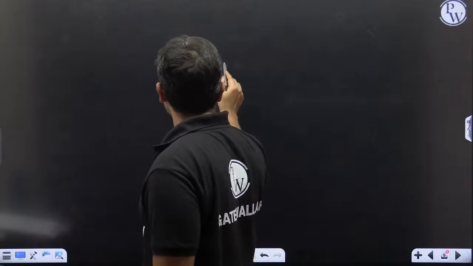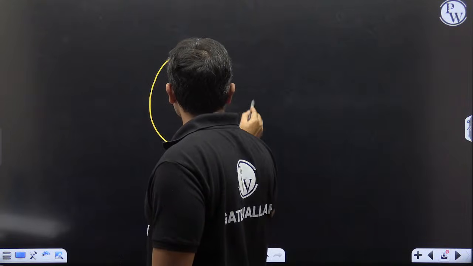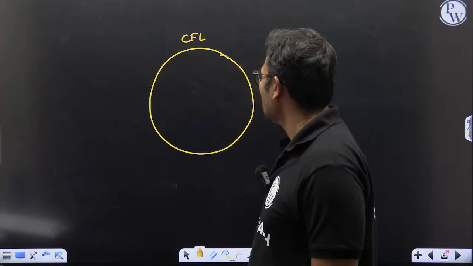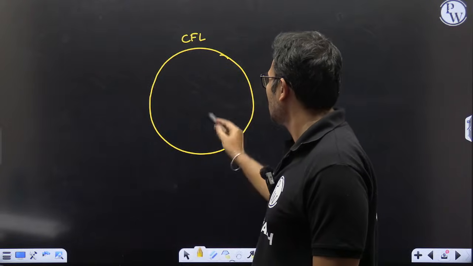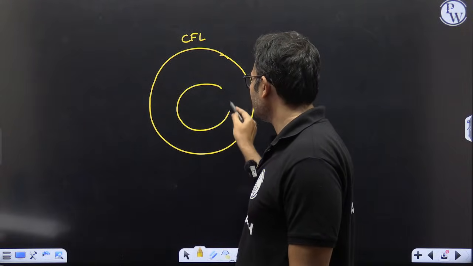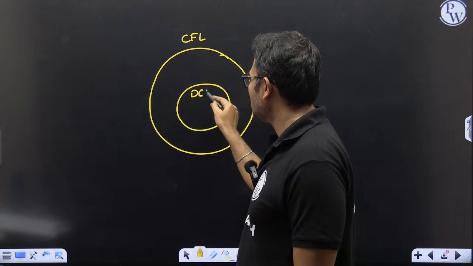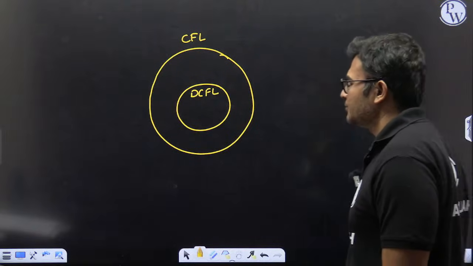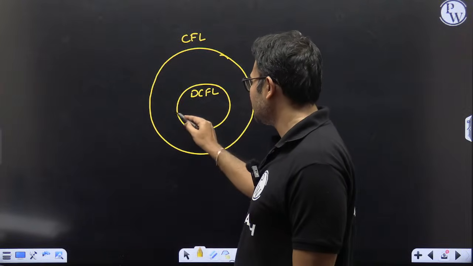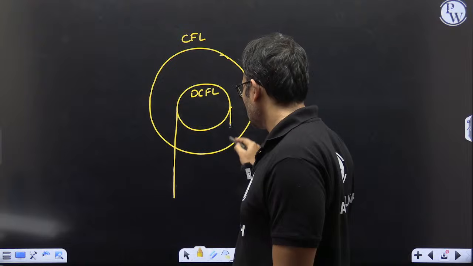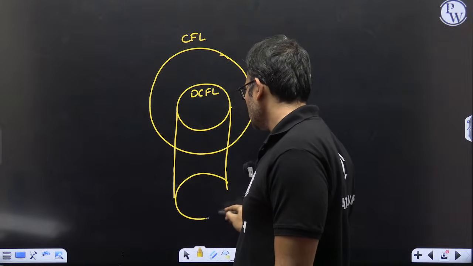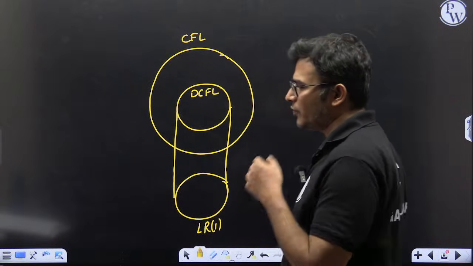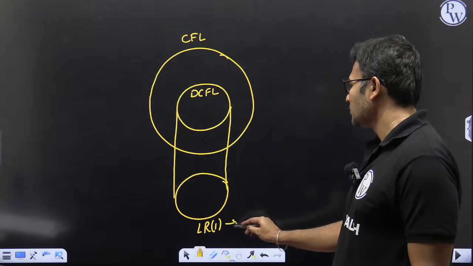So, if you have context-free languages, then a proper subset is deterministic context-free languages. Now, these deterministic context-free languages can be parsed by LR(1) in a time order of n.